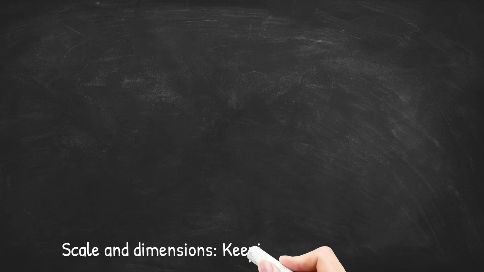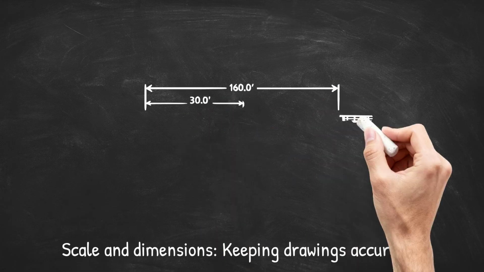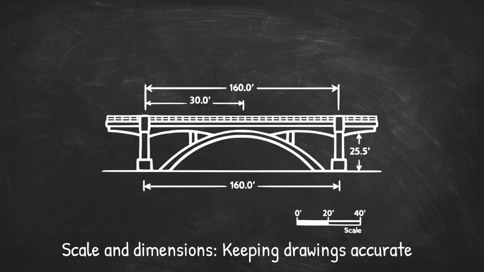Speaking of dimensions, we also use scale to make big objects smaller or small objects bigger, while keeping everything in proportion. Dimensions show the exact sizes of each part, so builders know precisely what to do. Without them, even the best drawing could lead to a major building fail.